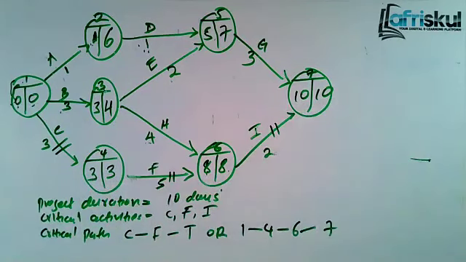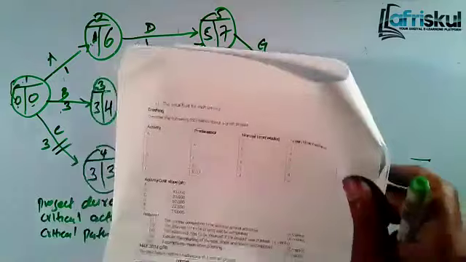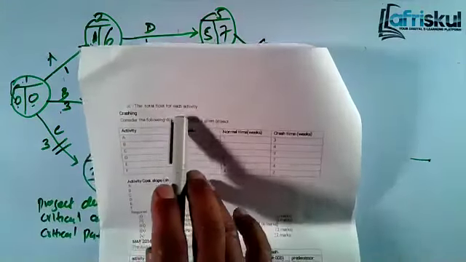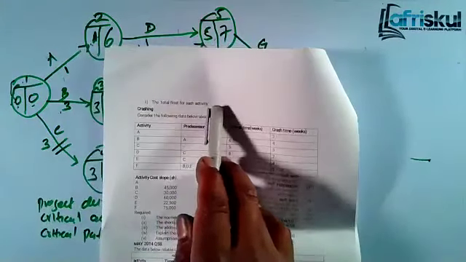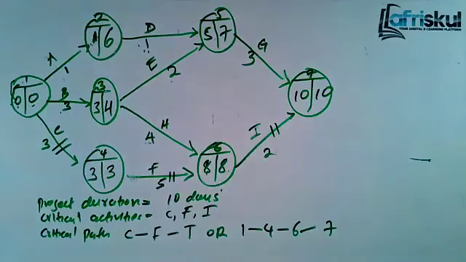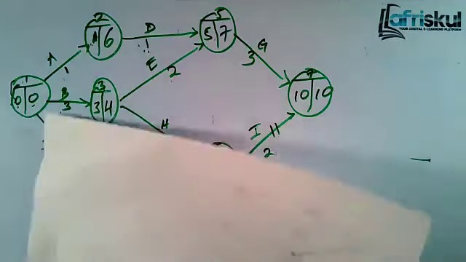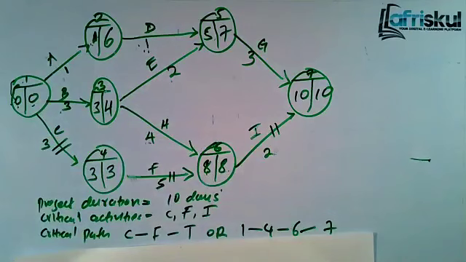So part B of the question. Now the part B of the question, they were asking you to determine the float, the total float for each activity. How do you determine the total float?